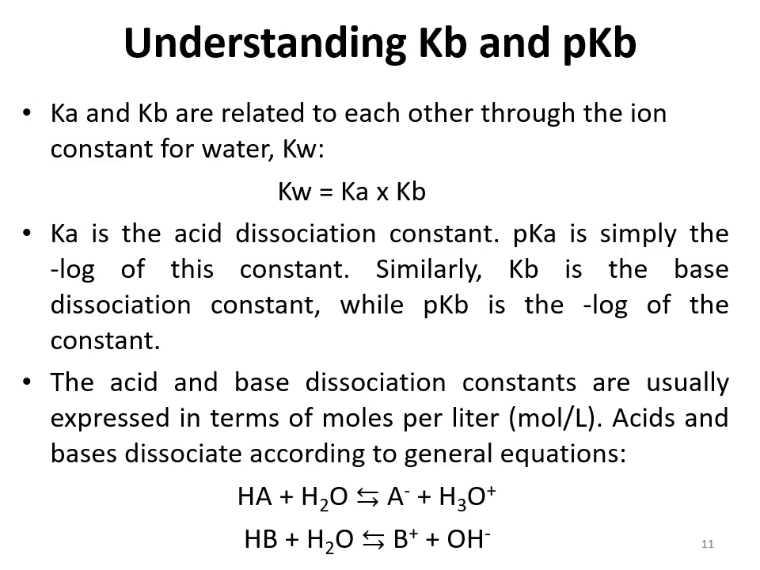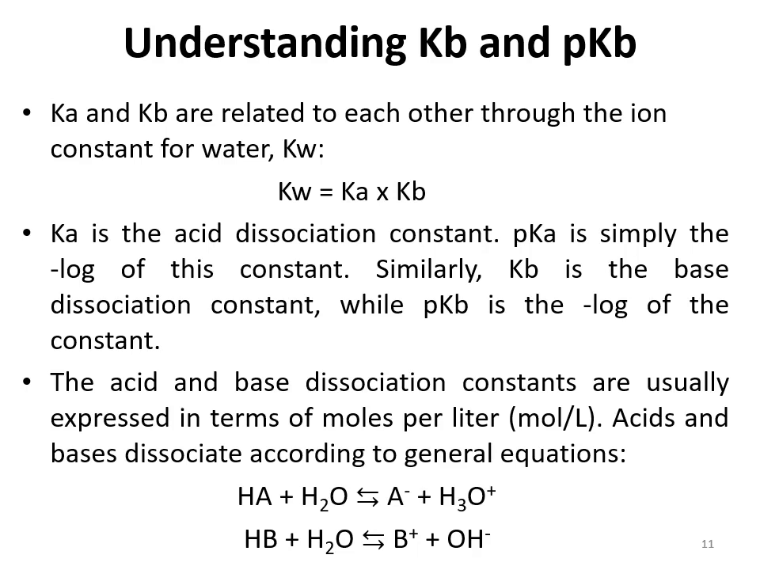Understanding Kb and pKb. Ka and Kb are related to each other through the ion constant for water, Kw, the dissociation constant for water, and Kw is equal to Ka multiplied by Kb. Ka is the acid dissociation constant. pKa is simply the negative log of this constant. Similarly, Kb is the base dissociation constant, while pKb is the negative log of that constant. The acid and base dissociation constants are usually expressed in terms of moles per liter.